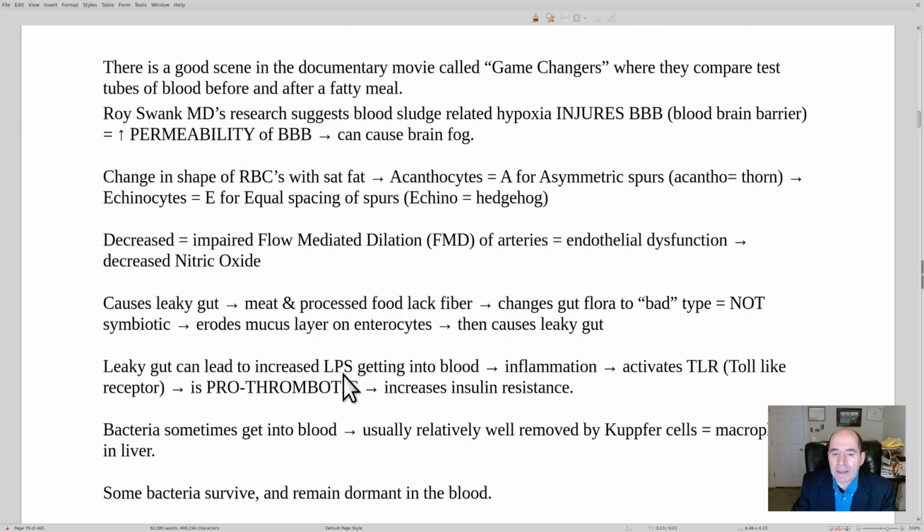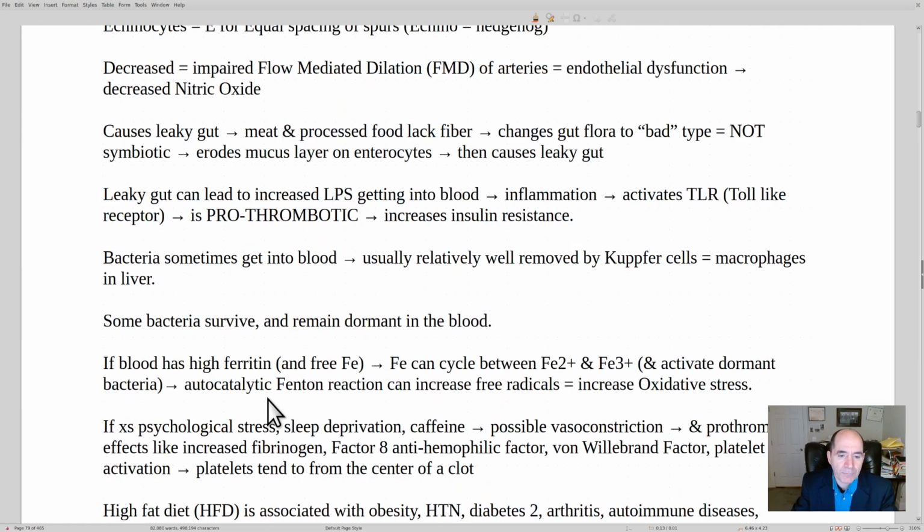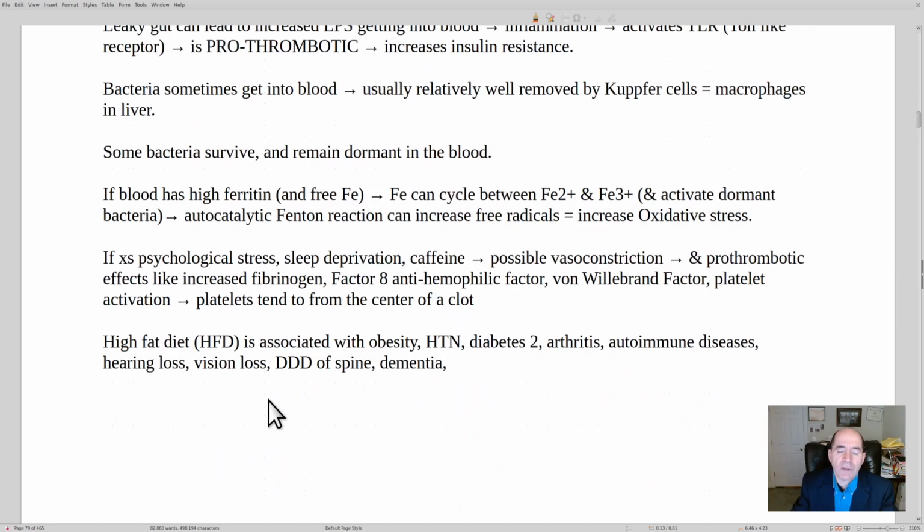The gram-positive bacteria make LTA. That's lipoteichoic acid, okay? And they both are very prothrombotic and predispose the blood to clotting, which is not good. That can cause a lot of problems over time. Okay, if you're iron overloaded, that'll cause problems with oxidative stress potentially in the blood.